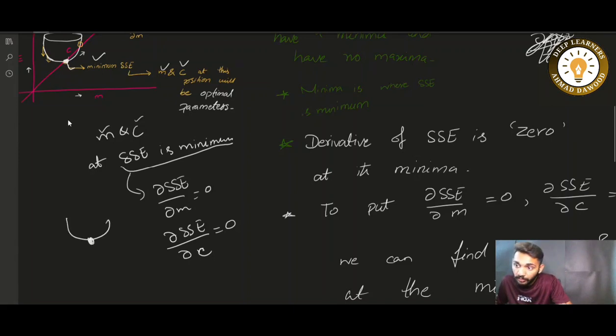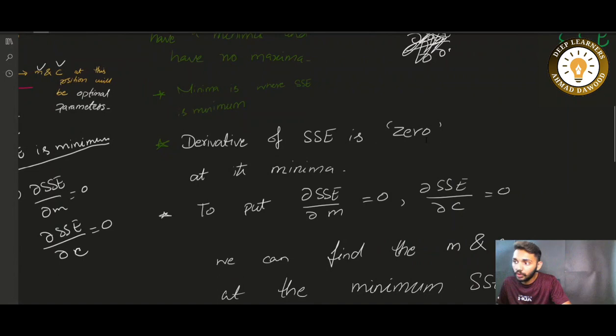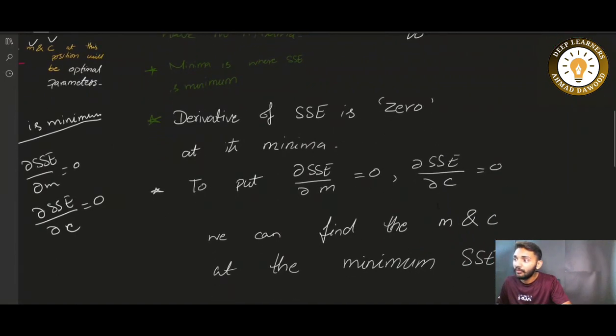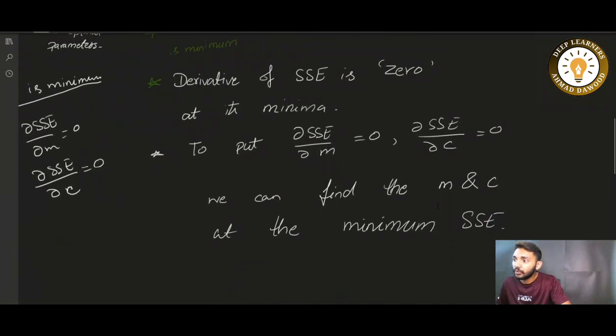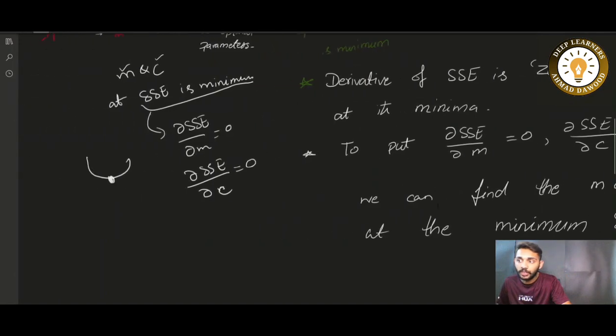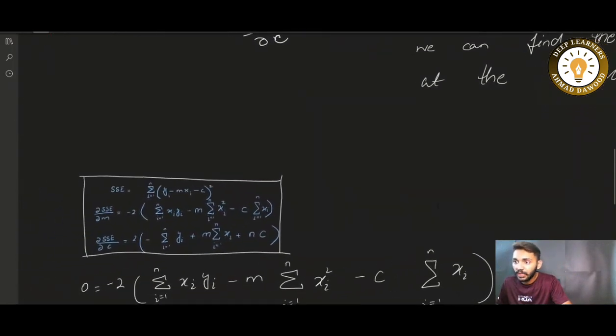At this position there must be a derivative equal to 0. So we will use this technique. We will use the derivative of SSE equal to 0. When we make it equal to 0, we can find out m and c. I will show you how we can find this.